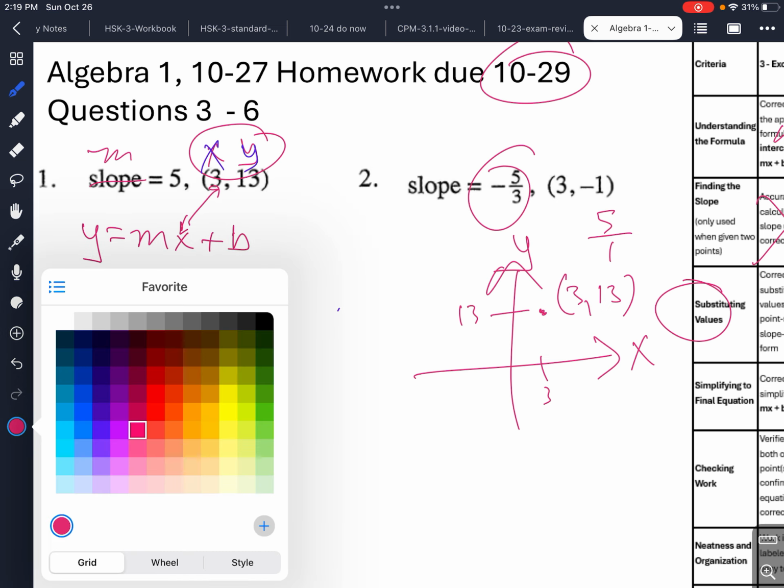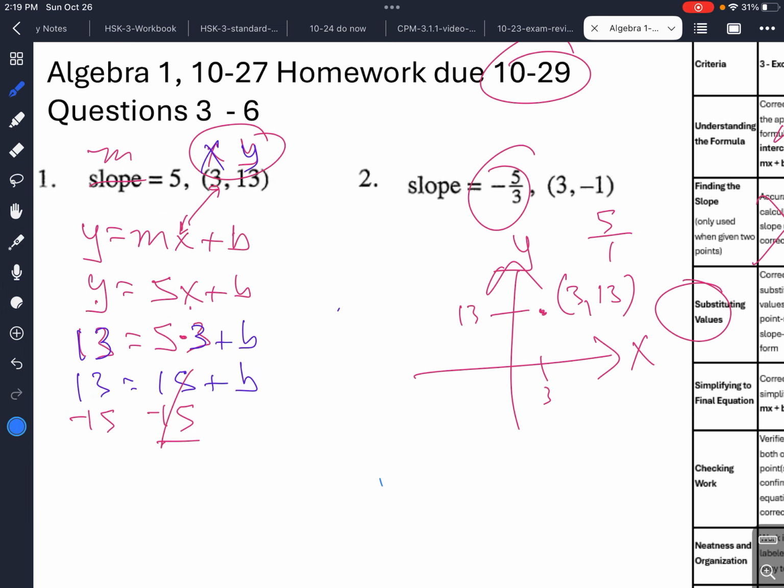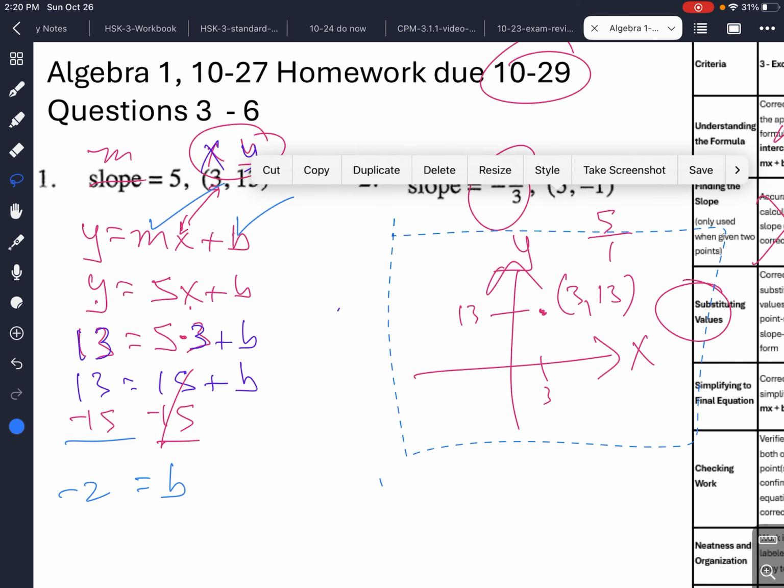Cancels out. Because 15 minus 15 is 0, my y-intercept must be negative 2. I'm sorry, I'm not done. So now I know my m and I know my b. I know my y-intercept. I know where the line crosses the y-axis.